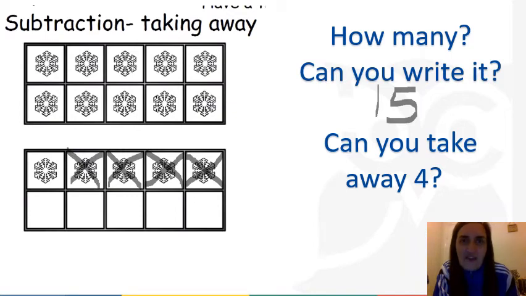So how many are left? I've got 1 full 10 frame and 1 more. I know that my full 10 frame is 10. And 1 more is 11. Have you got 11 left too?